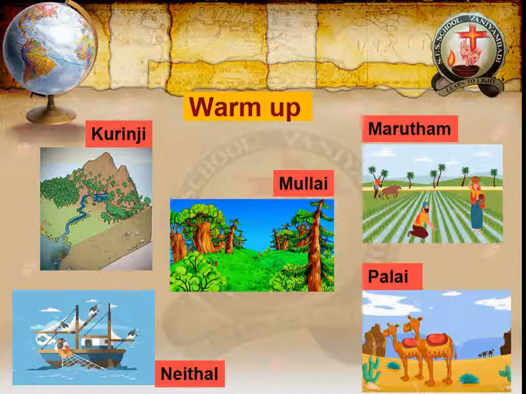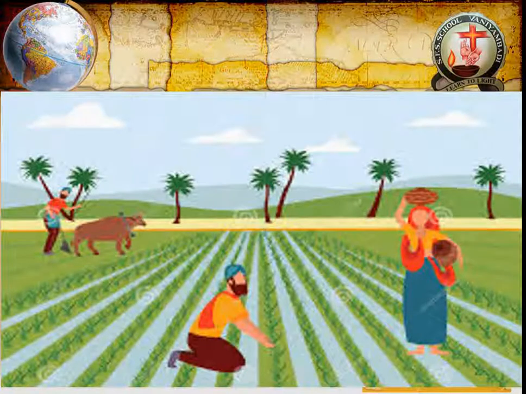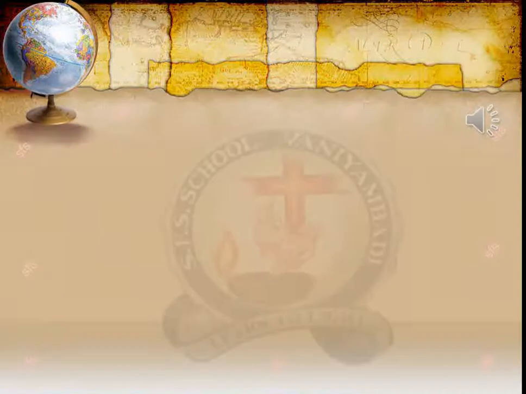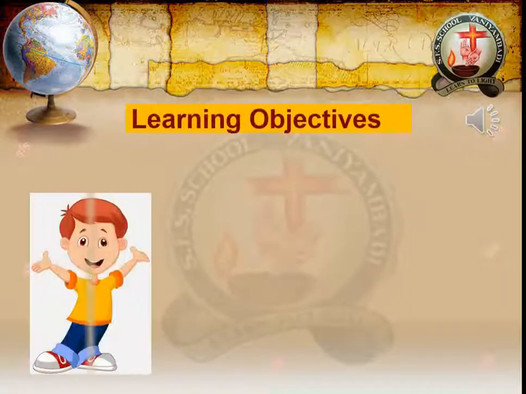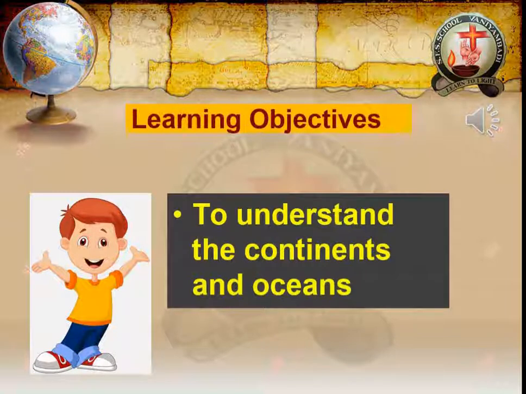So, my dear students, can you guess which of the above landform categories you belong to? Once again, I'll repeat the question. Which of the above landform categories do you belong to? I think many of you would have found the answer. That is Marudam, agricultural land and its areas. Yes, students. In this session, we are going to discuss in detail about the continents and oceans.